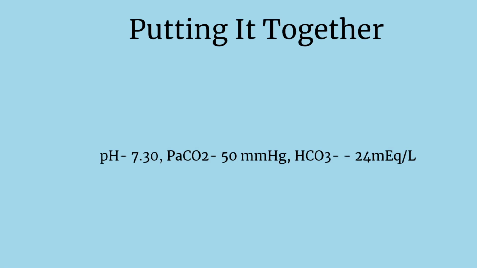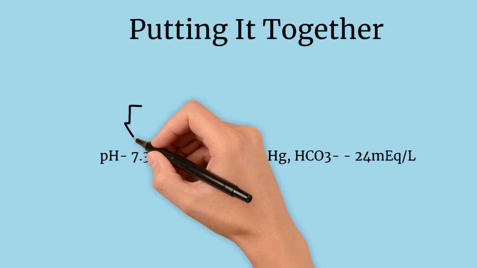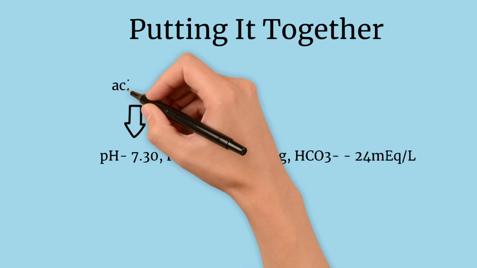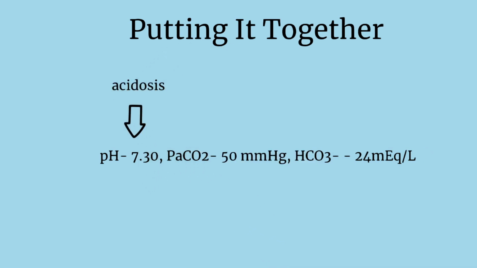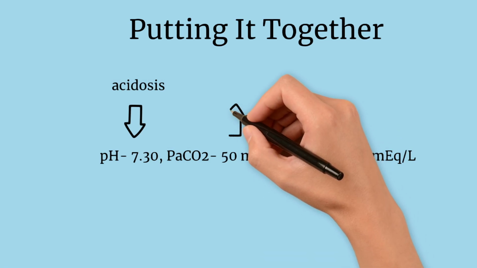So, step 1, check the pH. We know our normal pH is 7.35 to 7.45, and our pH for this example is 7.3. So we know that this is low, meaning acidosis. Now look at our PaCO2. We know our normal PaCO2 is 35 to 45, and our PaCO2 in our example is 50, so that's higher. So we know the more CO2 a patient has, the more acidotic they're going to become. So we're going to do an up arrow, labeling acidosis.